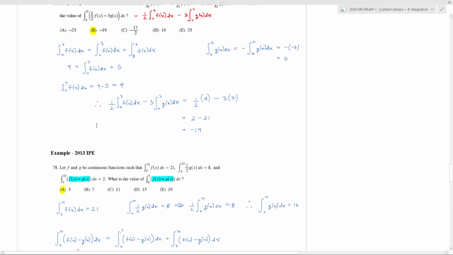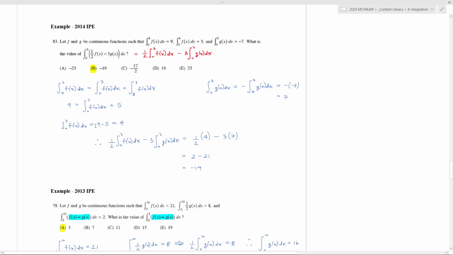So number 83, again, you're given this information, these definite integrals. But now we're given information about two different functions, so please pay attention to the integrands. The first two integrals involve f of x. The integral from 0 to 6 of f of x dx is 9. The second integral is the integral from 3 to 6 of f of x dx, that's 5. But the third integral is a different function. It's the integral from 3 to 0 of g of x dx, that's equal to -7.